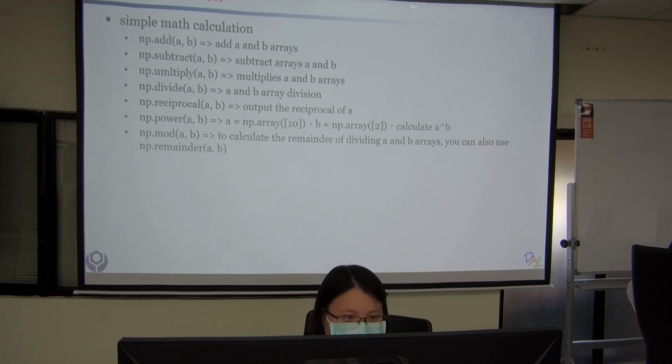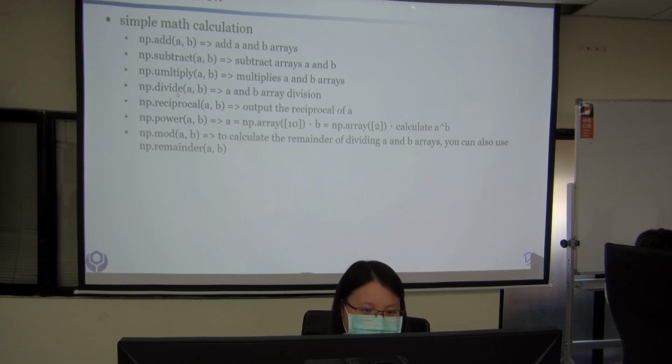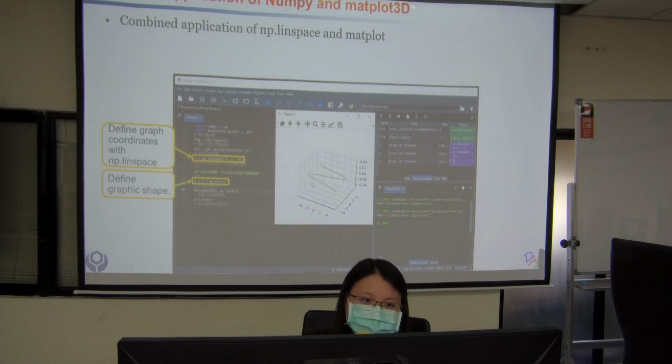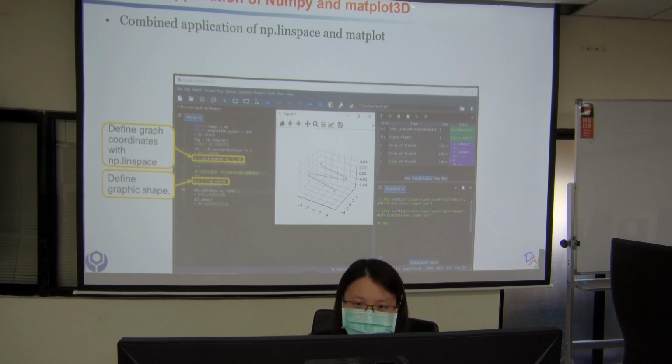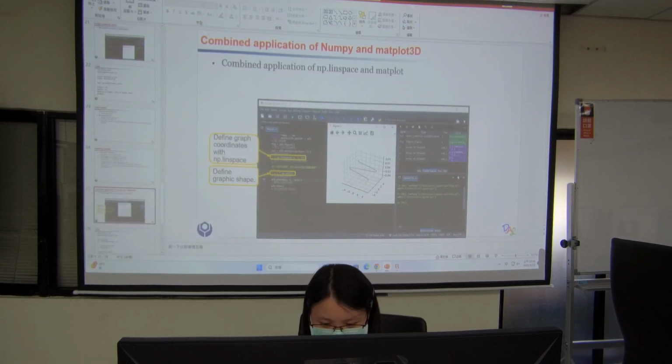There are also some simple math calculations, such as add, subtract, multiply, divide, sum, power, or mod, which computes the remainder of dividing the A and B arrays. You can also use NumPy remainder. So you can combine the application of the NumPy and Matplotlib libraries. And I will show you in the code.